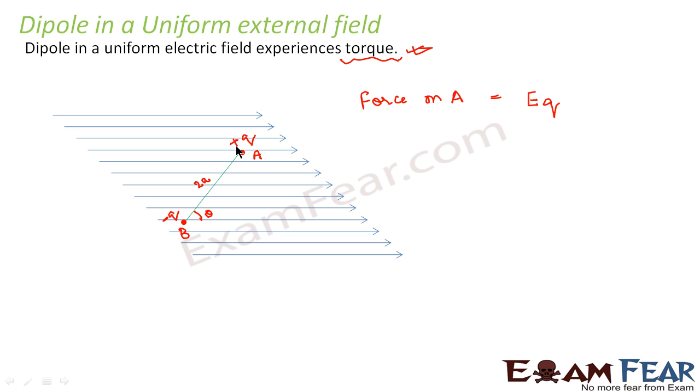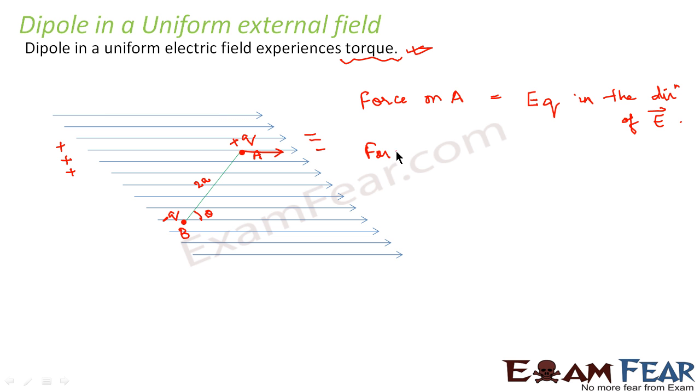Because this is a positive charge and the electric field moves from positive to negative, this will be the direction of the electric field. Electric field always moves from positive towards negative. So the electric field will push this charge towards this side because here it is negative. So positive will attract the negative. So the direction will be this side, right? So the force on A will act along this direction. So QE in the direction of E, in the direction of the electric field E.